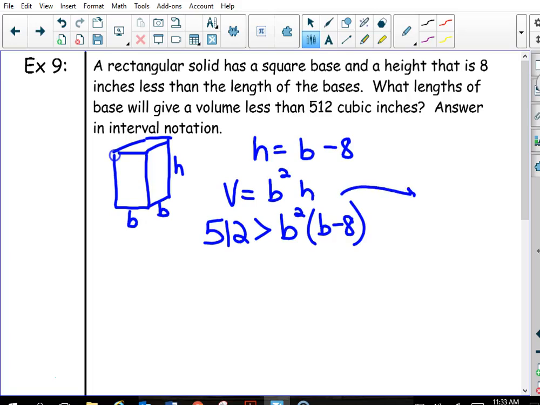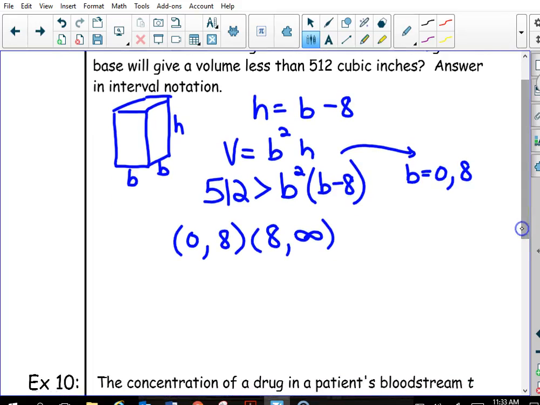So look, our critical points here are b equals 0 and b equals 8. And we're only going to look between 0 and 8 because a negative base length doesn't make sense. And we're going to look at greater than 8 and see which is going to be, they're asking for less than 512, so we're looking for the negative. Okay, 4 is a good test point. And greater than 8, that's 9, the value of our volume.